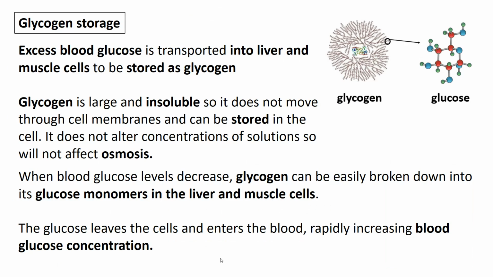And glycogen is easily broken down. It's a large, complex molecule, and it can be easily broken down into its small glucose monomers, as we'd call them. This will happen in liver and muscle cells. If the glucose leaves the cells and enters the blood, it can rapidly increase blood glucose concentration. Because it's such a large molecule with so many glucose monomers on it, you can rapidly increase glucose concentration as you need to.